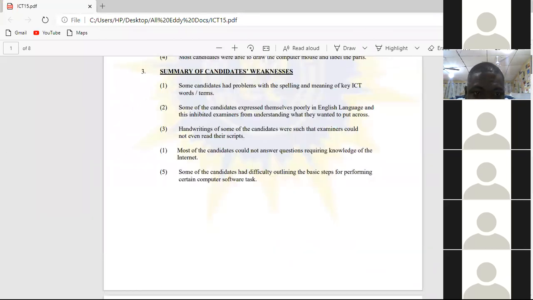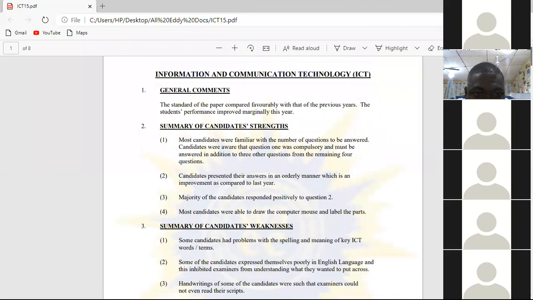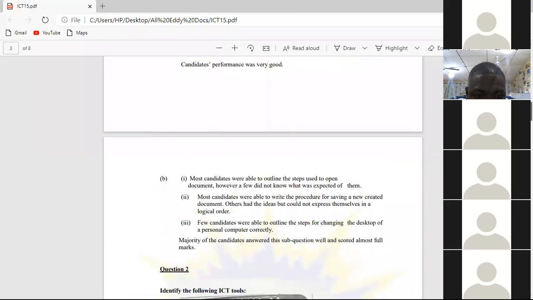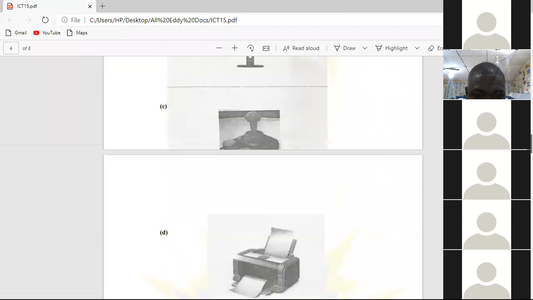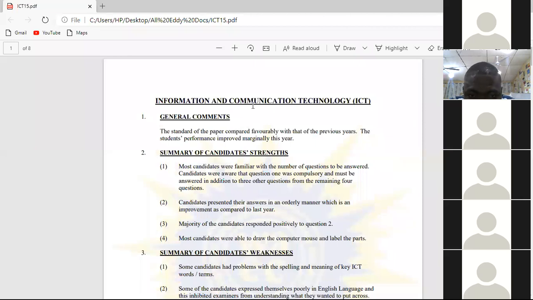Now I want us to quickly look at some examiners' comments. Somebody should quickly read the first one. This one is 2015. I want you to look at it. I want to discuss something with you here. Who is going to read? Somebody should read. Yes, read loudly.